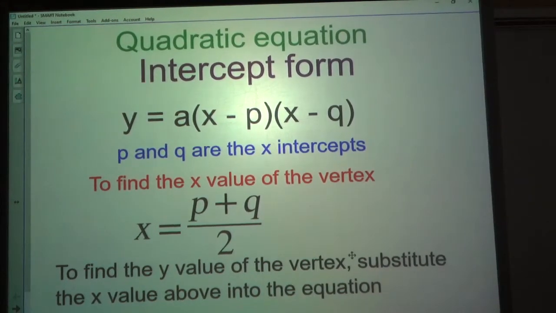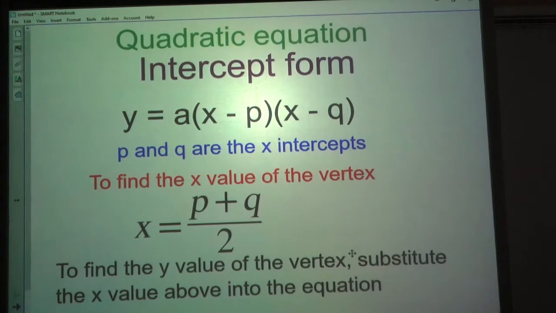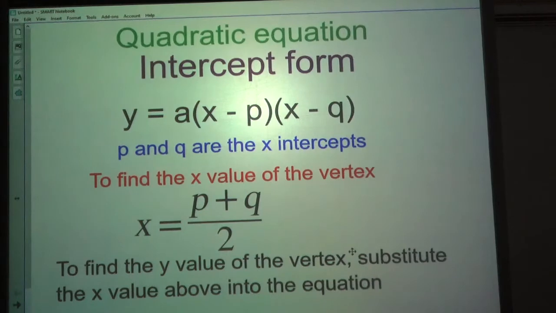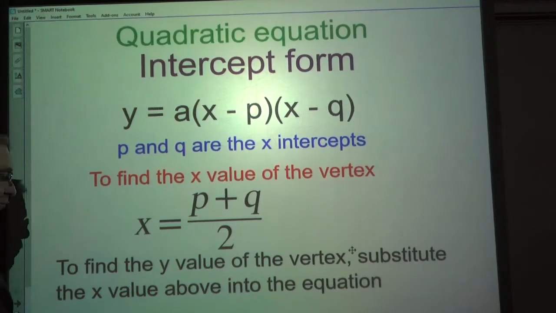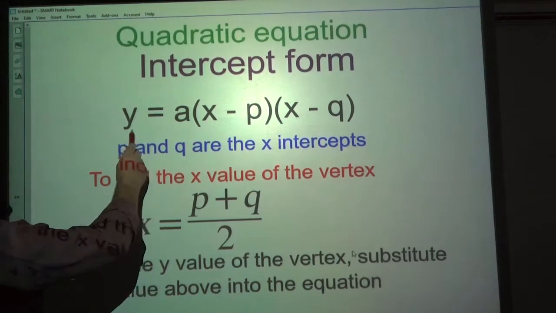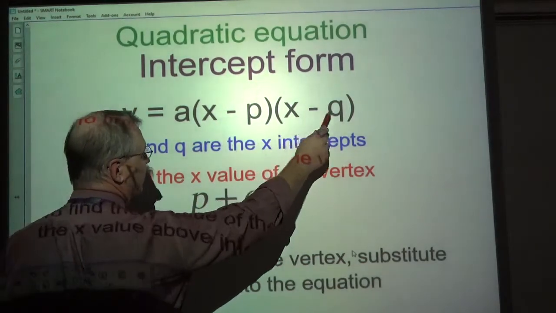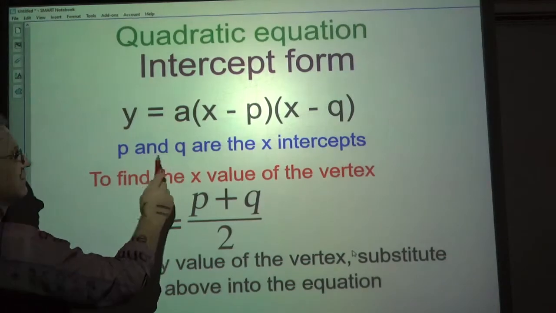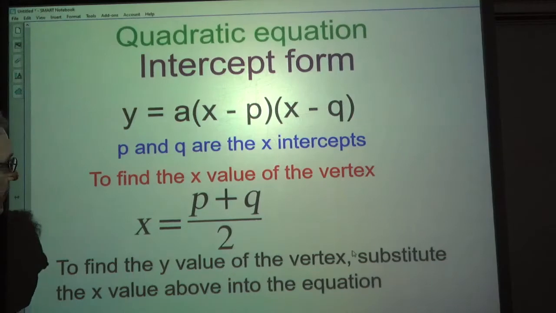Good day. So today we are talking about quadratic equations, also parabolas, same thing, in intercept form. Now what intercept means is where it crosses usually an axis. In this case it's the x-axis. But what's important here is the form is y equals a times x minus p times x minus q, where p and q are the x-intercepts, where it crosses the x-axis.